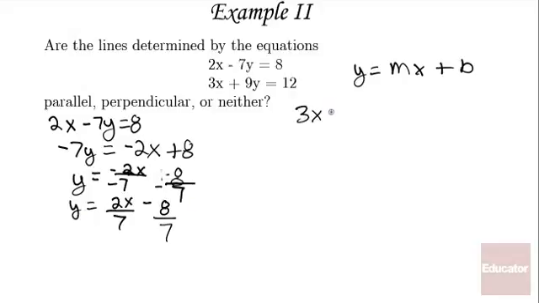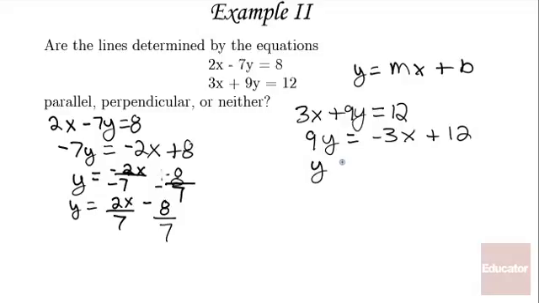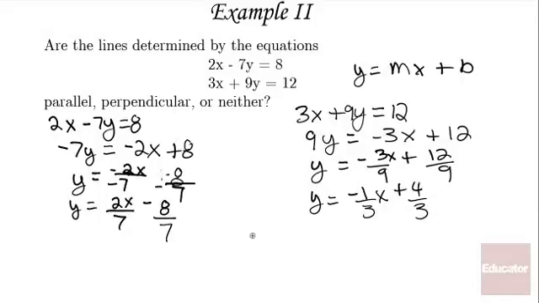Now, the second one, 3x plus 9y equals 12. I'm going to subtract 3x from both sides. That'll give me 9y equals negative 3x plus 12. Then dividing both sides by 9, y equals minus 3/9 x plus 12 divided by 9. That simplifies to y equals negative 1/3 x plus 4/3. Okay, so I have both equations in the form y equals mx plus b.